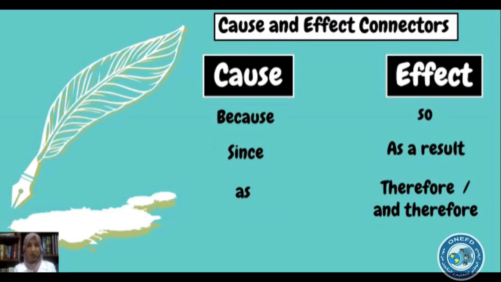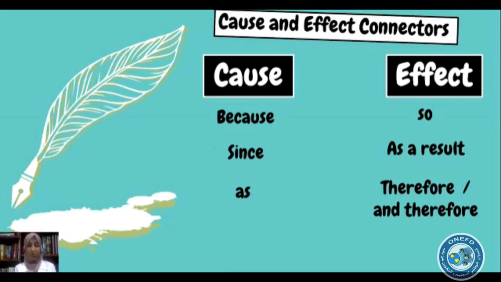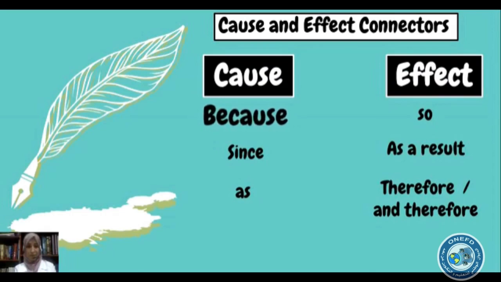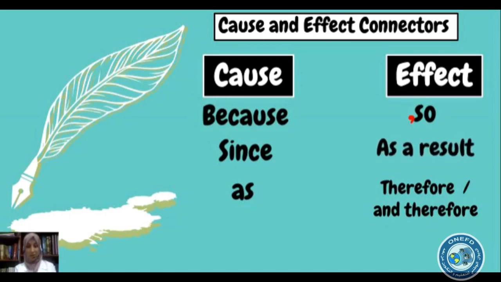Now let's see. We have here connectors or words that we use to express cause and effect. So for cause we have three connectors. The first is because. Second is since. And the last one is as. Now effect, we have so. So with so, you need to use the punctuation mark, comma, before it. A comma. Second, we have as a result. The punctuation for as a result is, before it we have a full stop, after it we have a comma.